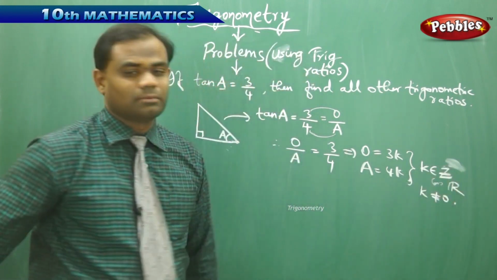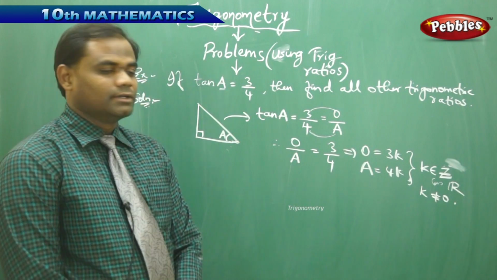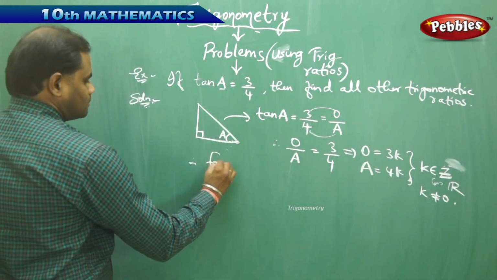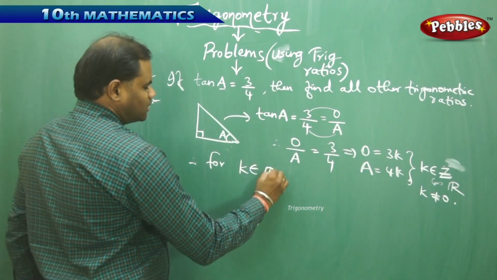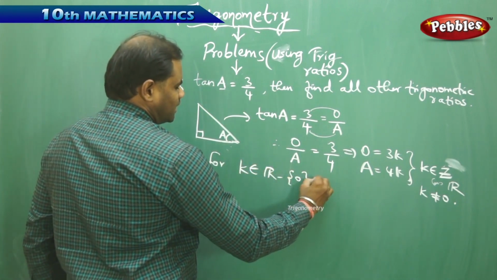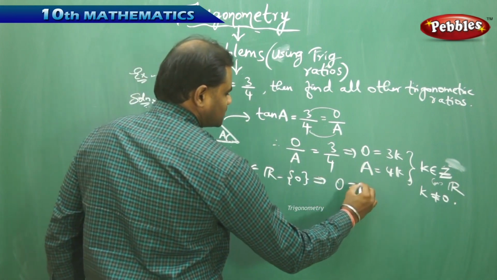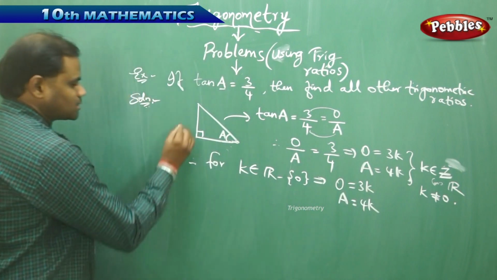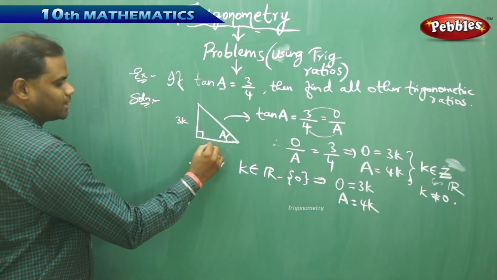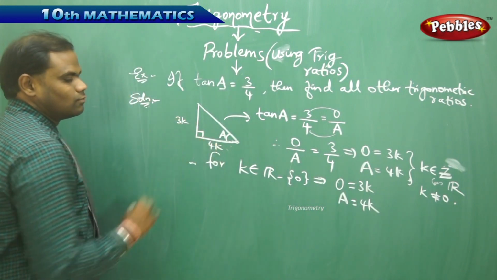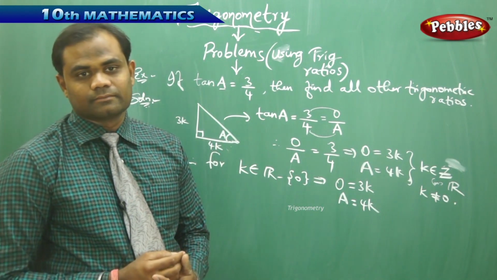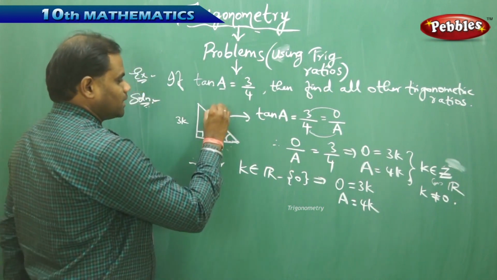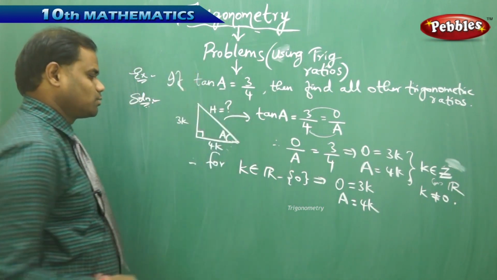All non-zero real numbers is what we consider here. Therefore, for k belonging to all real numbers except 0, I have opposite side is 3k and my adjacent side is 4k, so that my opposite side is 3k and adjacent side is 4k is what I get. Now from this, how do I find the hypotenuse? How do I get the hypotenuse is the biggest question.